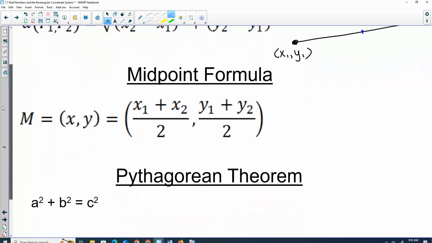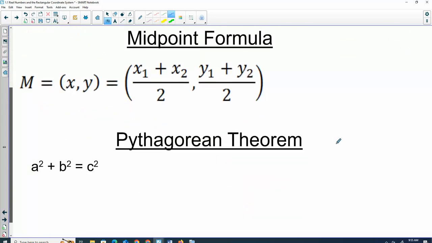When do we use Pythagorean theorem? What kind of figure are we looking at? What kind of triangle? Okay, in a right triangle. A and B are the legs of the triangle. Those are the sides that touch the right angle. C is the hypotenuse, the longest side. It's always across from the right angle. So A squared plus B squared equals C squared.